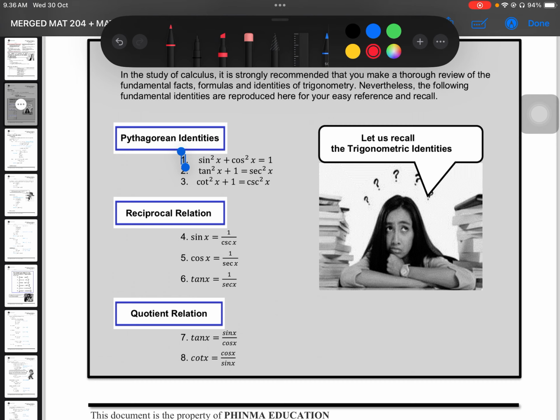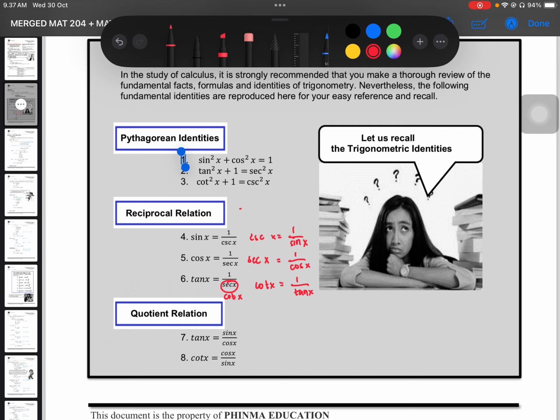So, it also works the other way around: cosecant x is equal to 1 over sine x. And then, secant x is equal to 1 over cosine x. And then, cotangent x is equal to 1 over tangent x.